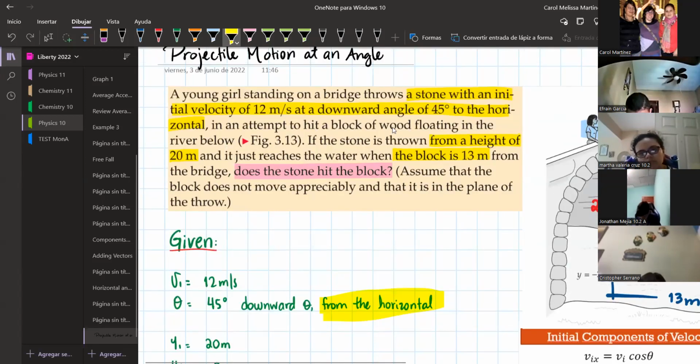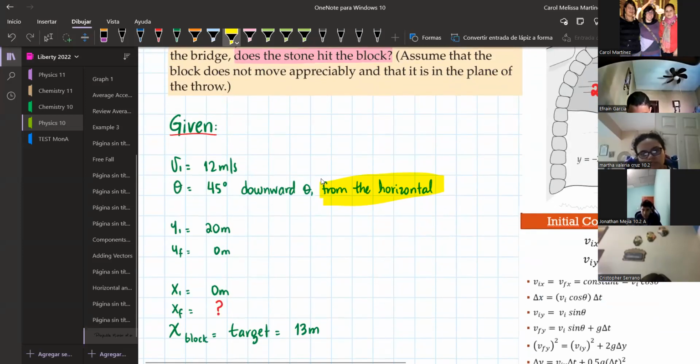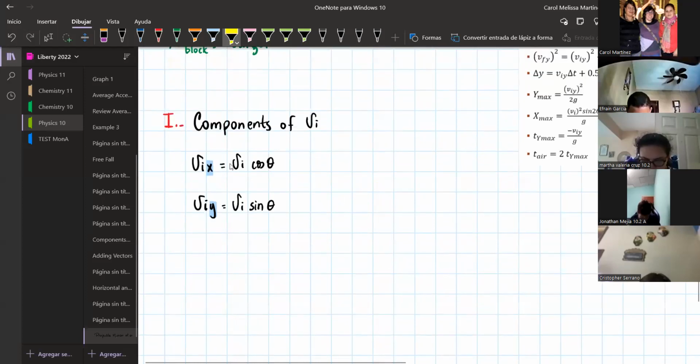The problem is telling you, okay? Angle of 45 to the horizontal means that it was measured from the horizontal axis. So we can apply these two formulas. So we say initial velocity, that is 12 meters per second, times the cosine of 45, and 12 meters per second times sine of 45 to get the two components.